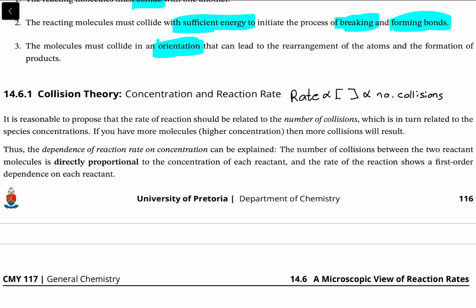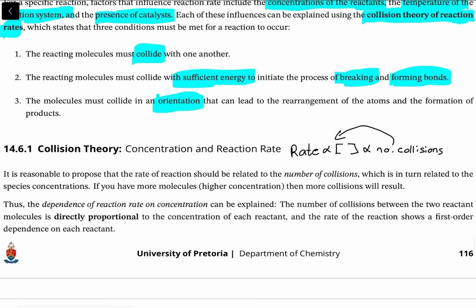And that inherently increases the rate of your reaction because you satisfy that first condition of the collision theory. There are more collisions, more molecules are able to collide with each other. All right, so that is why we can explain the dependence of reaction rate on concentration, because there's a direct proportionality between the concentration of each reactant and the number of collisions, which inherently increases the rate, because the rate depends on the molecular level at how many collisions there are per unit time.